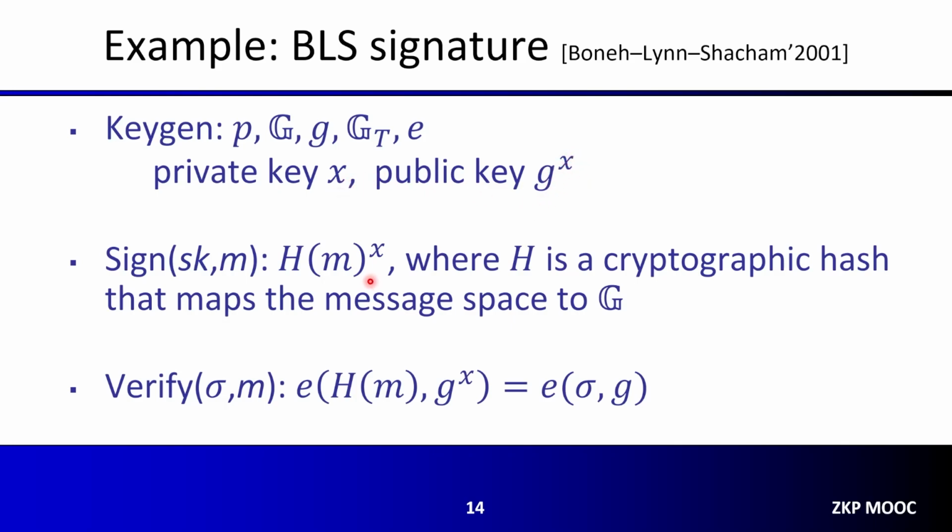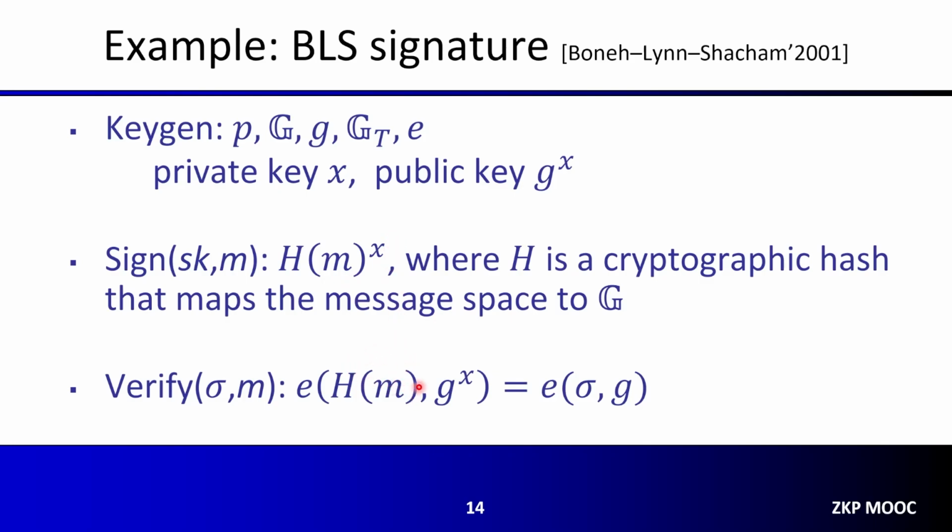In order to sign a message, we compute the hash of this message and then raise it to the power of x, where H is a cryptographic hash function that maps the message space to the base group. In order to verify the signature, note that everyone can compute H(m), as that is a public hash function. But without knowing x, we cannot compute H(m) raised to the power of x directly. So what can we do?